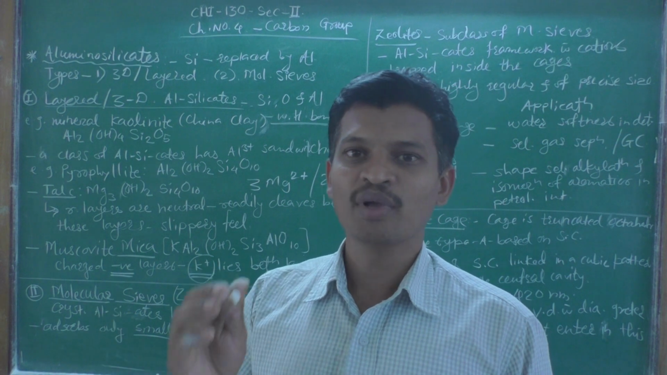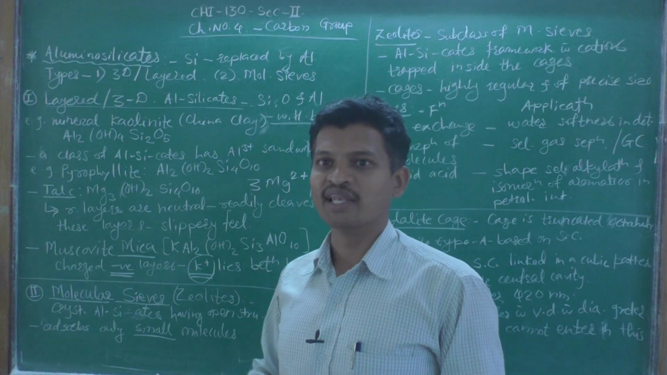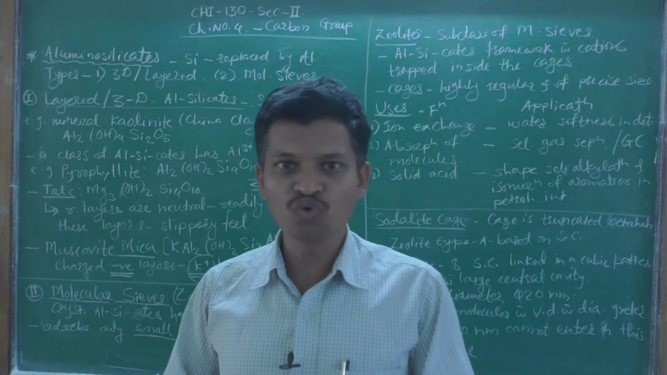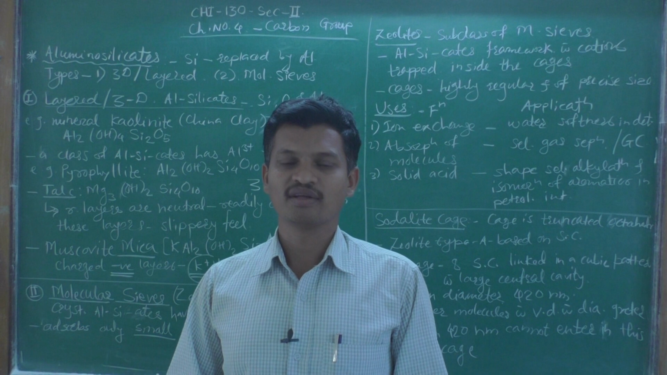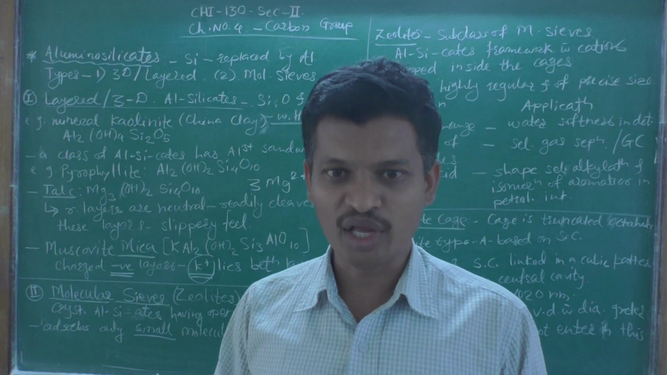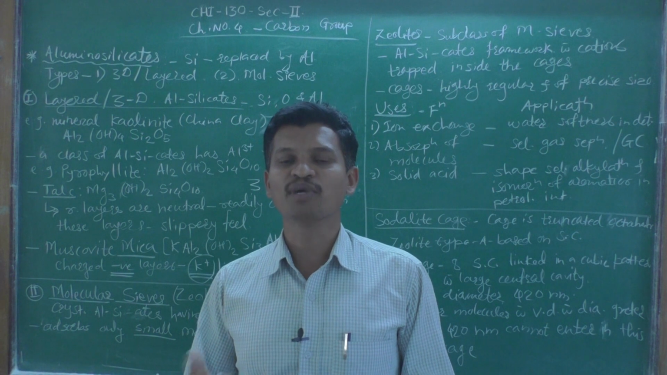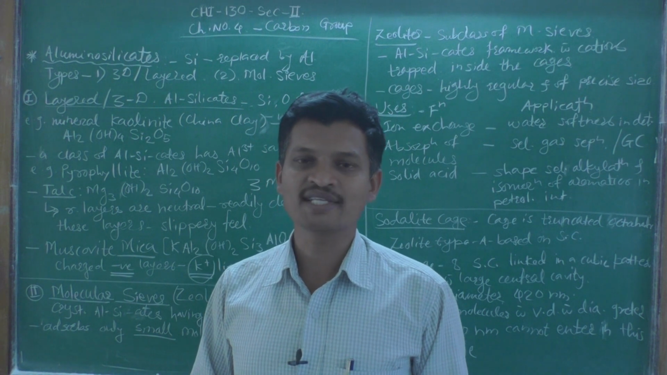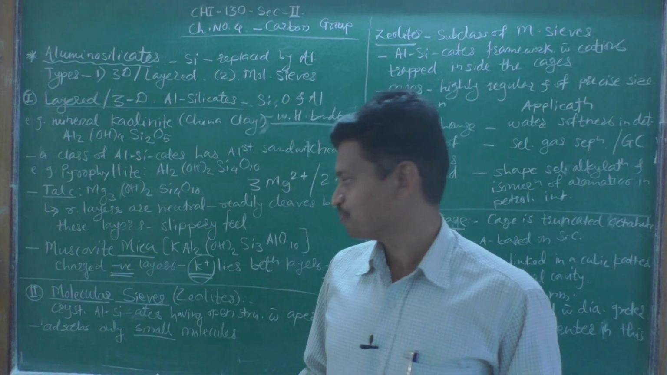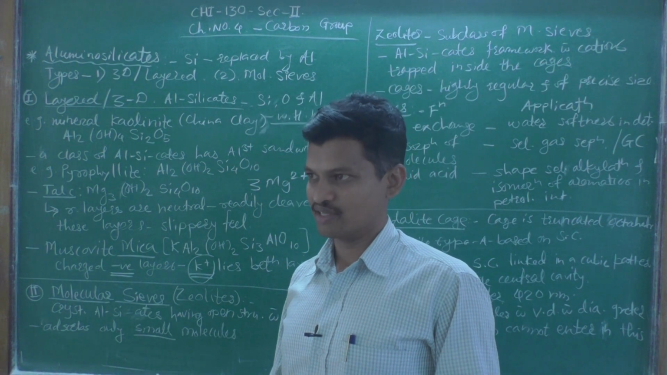The same application can be observed in this material, and that is why the name molecular sieve is given. These are materials which are used to separate different ions or molecules or atoms or different substances. That is why these substances are known as molecular sieves. They are also known simply as zeolites. Actually, these are crystalline aluminosilicates.